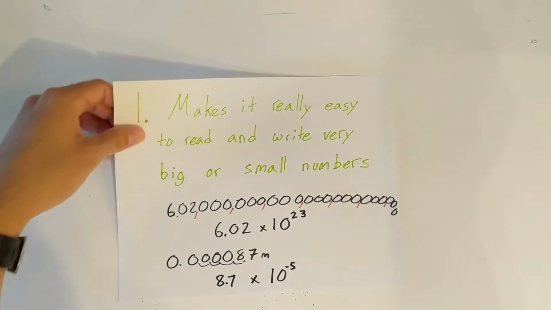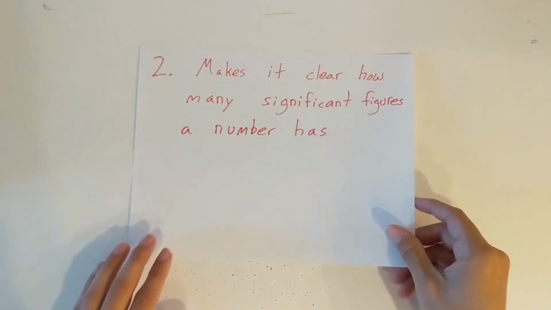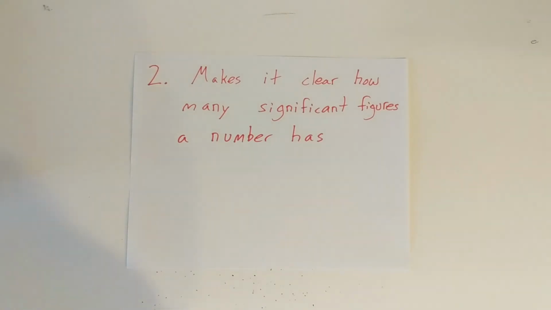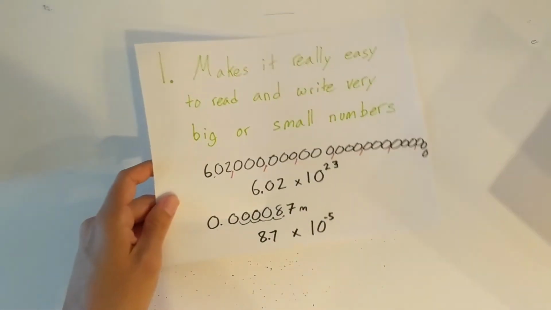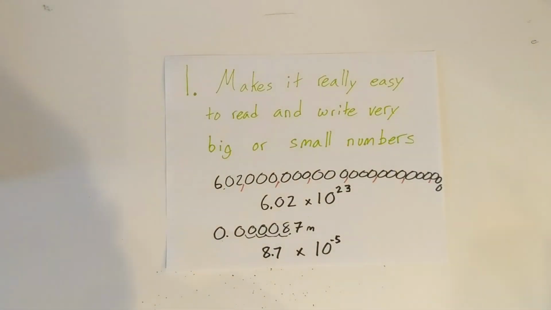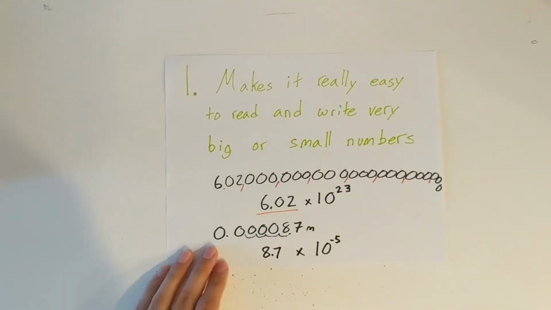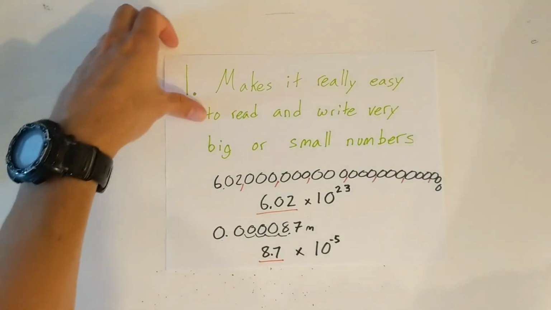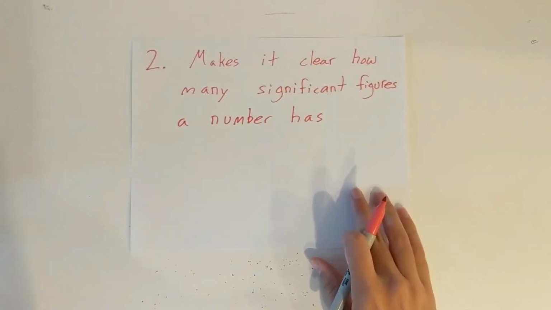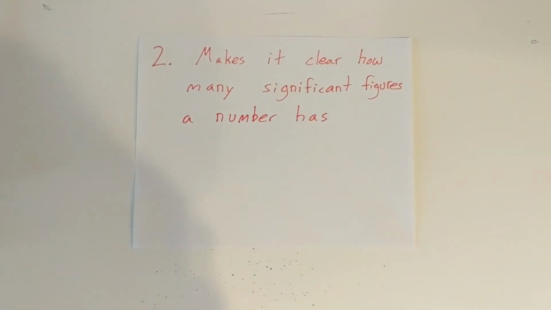The second reason, and we just recently talked about significant figures, is it makes it very clear how many significant figures a number has. If we take a look at these two numbers I already did, the significant figures are written out directly for us. We have 3 significant figures in that number. We have 2 significant figures in that number. So we'll go through an example of where it might be tricky in standard notation, but then scientific notation clears that up for us.